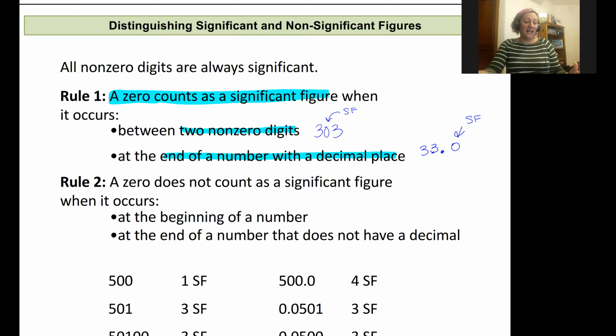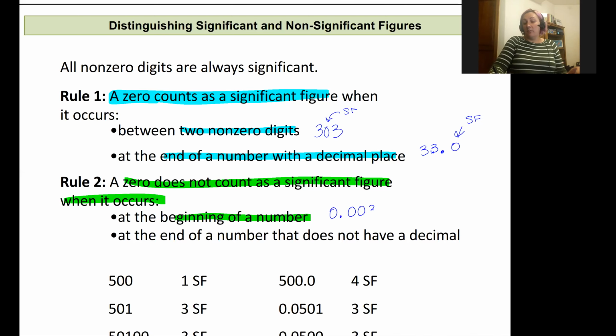Now, it will not count as a sig fig. A zero is not a significant figure when it's at the beginning of a number. So let's say it's something like 0.0033. Now, there's a decimal place, but these zeros are at the beginning before my non-zero number. Since it's before a non-zero and not after, it's not a sig fig.